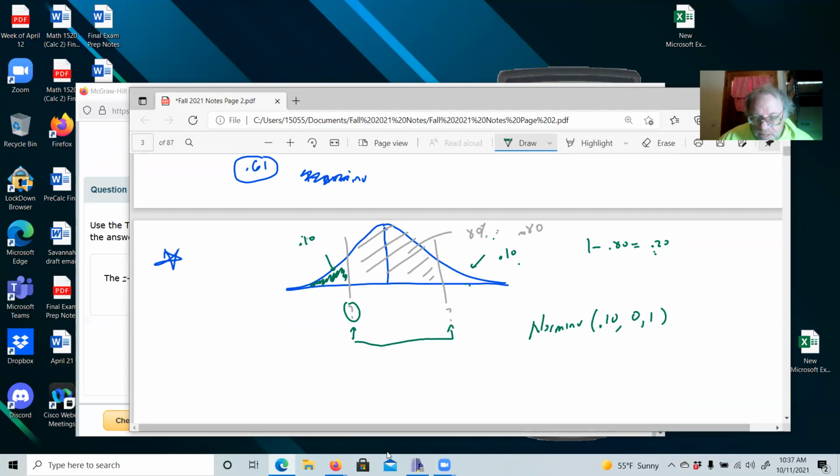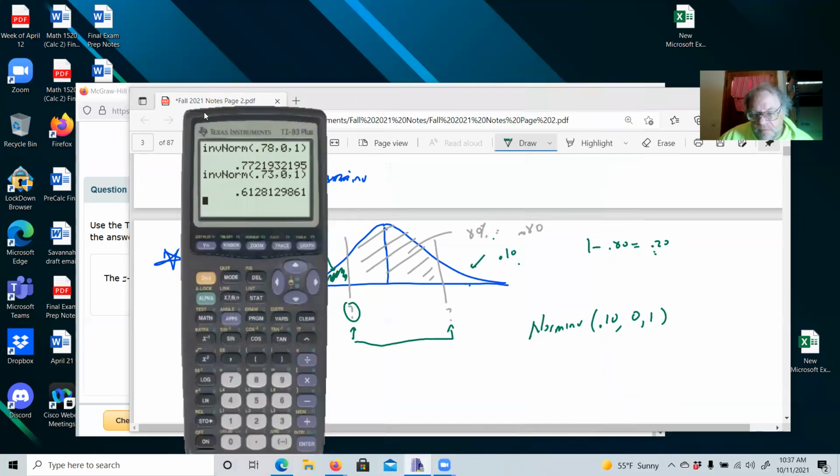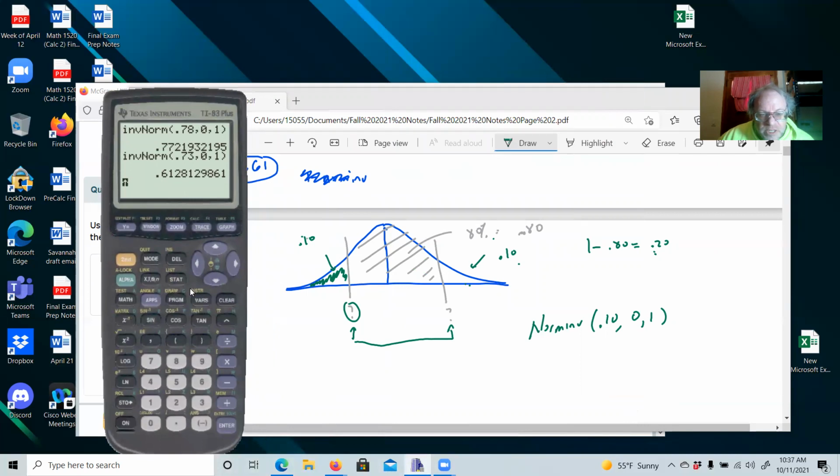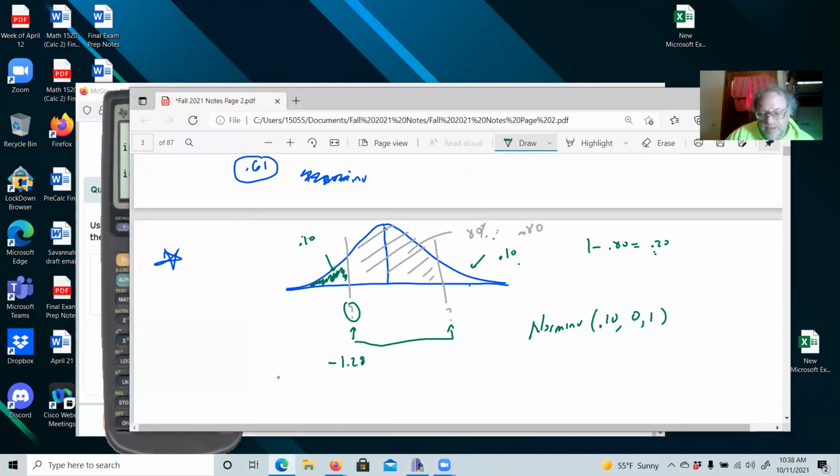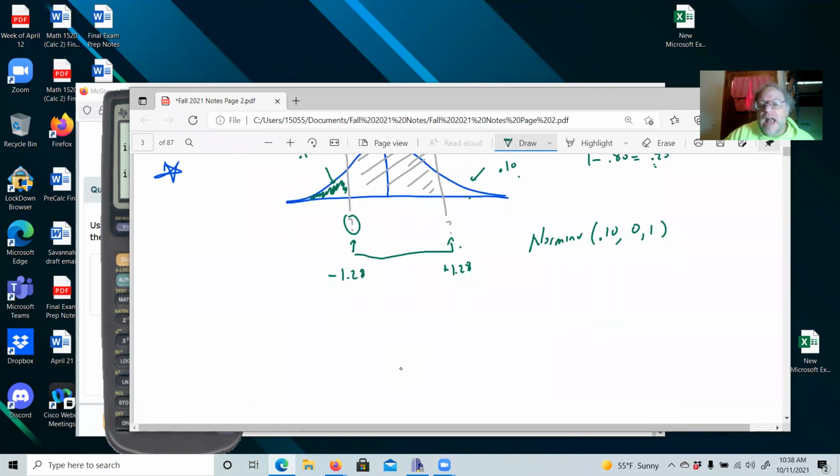So we're going to type in second function, distributions, inverse normal. We want 0.1, and then again the mean and the standard deviation. This is going to tell us negative 1.28. So here we have negative 1.28. If we fold this over, it will fold over exactly. What's this one going to be? Positive 1.28.